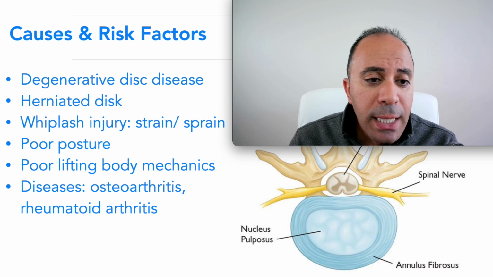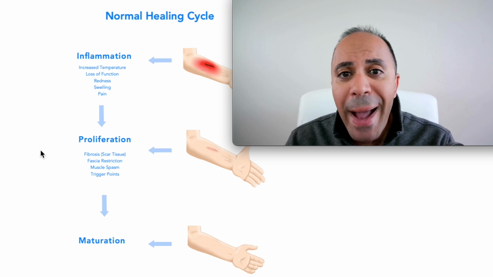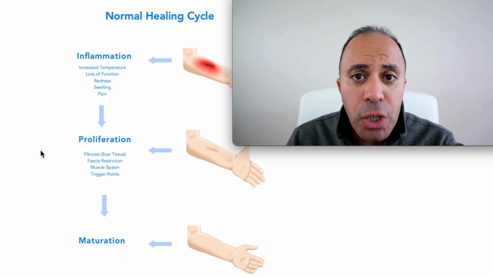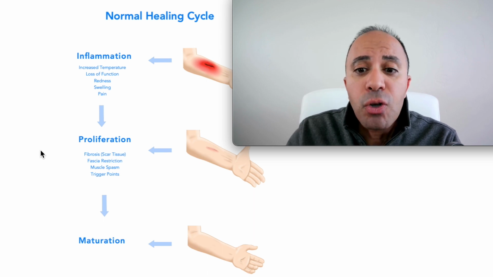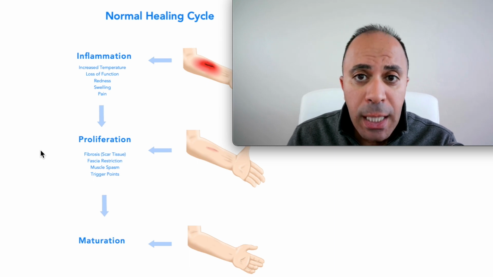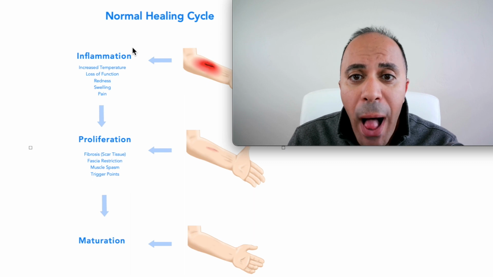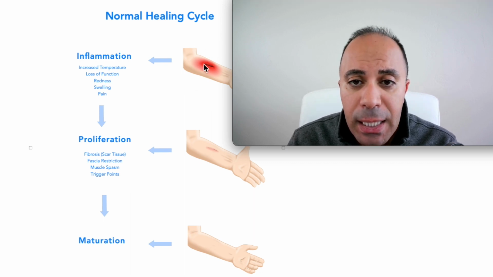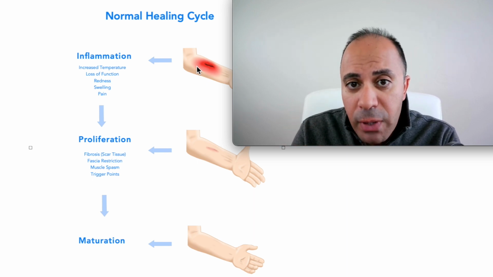I'm going to use an external paper cut for visualization, but the same process happens internally from accident, trauma, poor posture, whiplash, degenerative disc disease, herniated disc. Your body has to go through those 3 stages in order to heal. The first stage is inflammation, swelling, redness. The blood starts to rush to that area, and you can see it here. You cannot see it internally because the skin covers it.